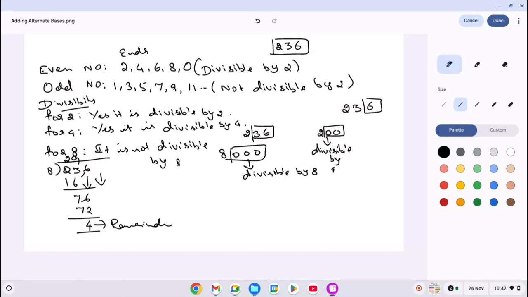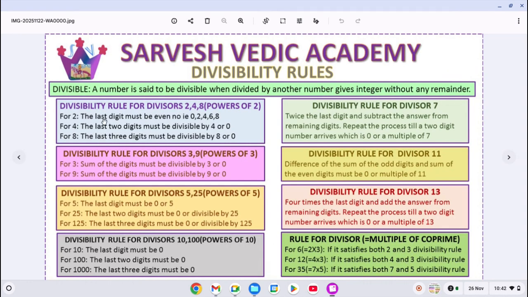Okay. So to check the rule for 2, 4, 8: for 2 you have to check the last digit alone. For 4 you have to check the last 2 digits. For 8 you have to check the last 3 digits. This is the rule for 2, 4 and 8 divisibility.